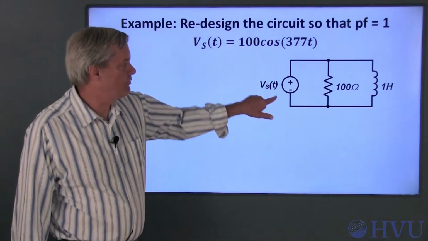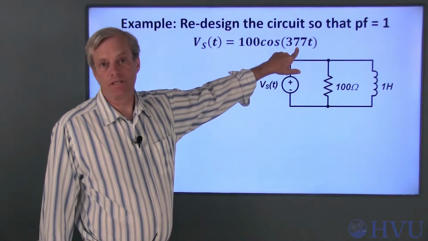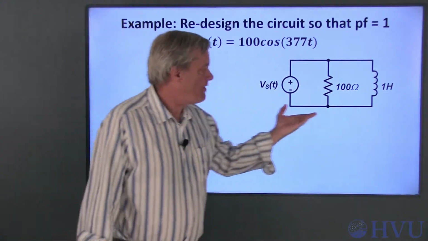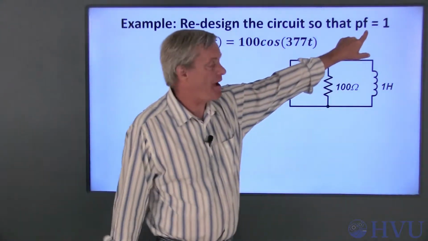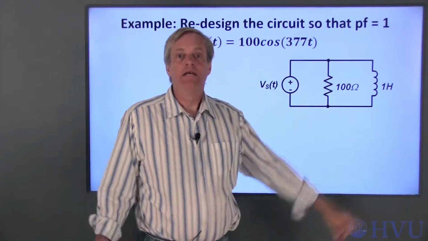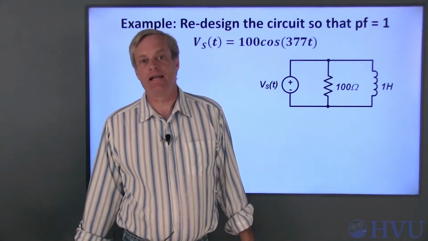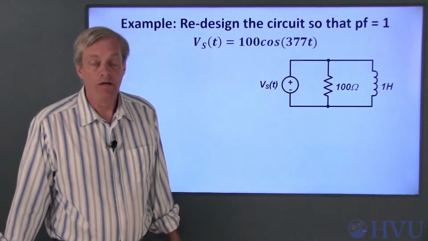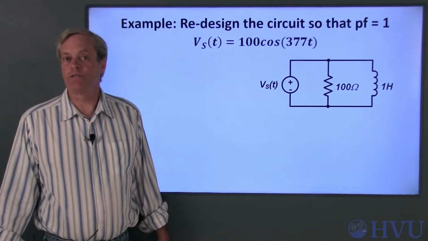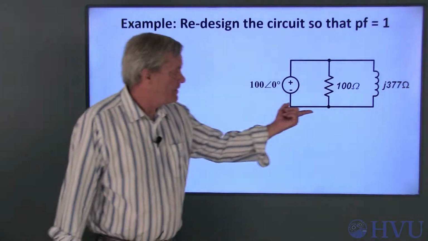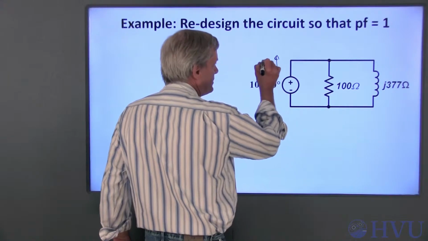In this circuit, the voltage V sub S of t is 100 times the cosine of 377t. We want to check the power factor on this circuit and then redesign the circuit if necessary to get a power factor of 1. In order to redesign the circuit to change the power factor, we first need to analyze the circuit as it is. To determine the existing complex power, we first convert the circuit to the frequency domain. This is the frequency domain circuit. I'll need to find the source current first.